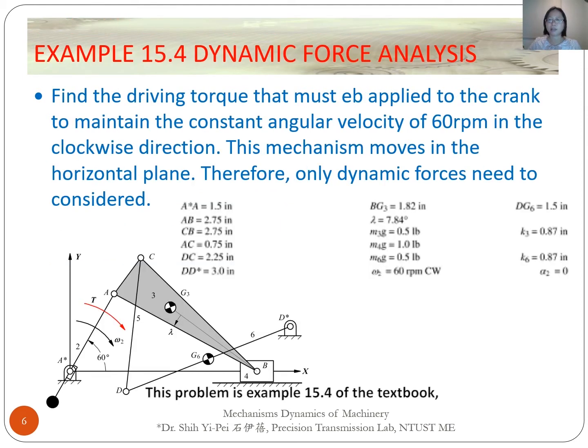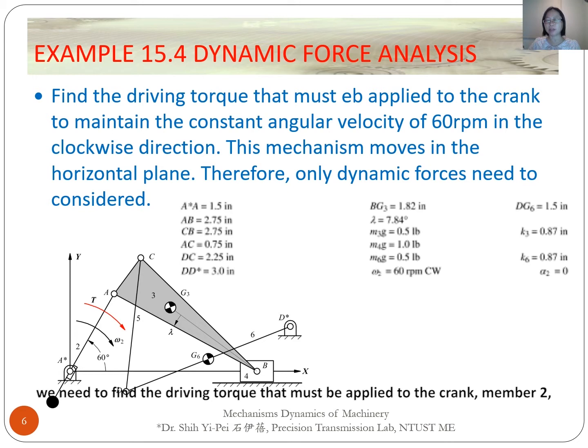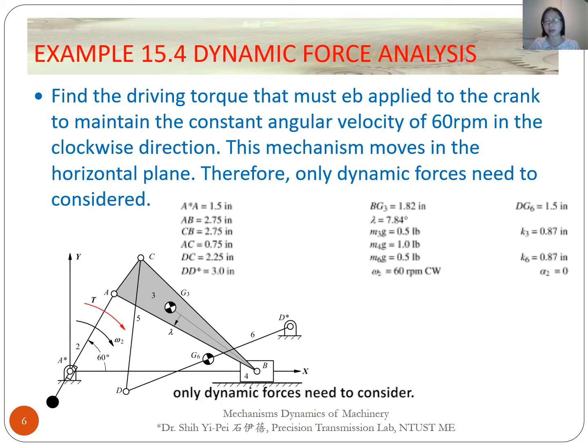This problem is example 15.4 of the textbook. We need to find the driving torque that must be applied to crank member 2 to maintain the constant angular velocity of 16 rpm in the clockwise direction. This mechanism moves in the horizontal plane. Therefore, the weights of members do not affect the motion. Only dynamic forces need to be considered.